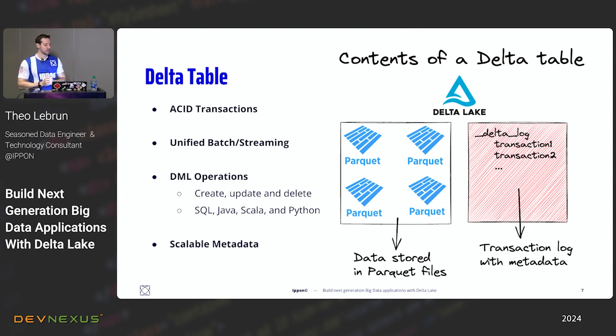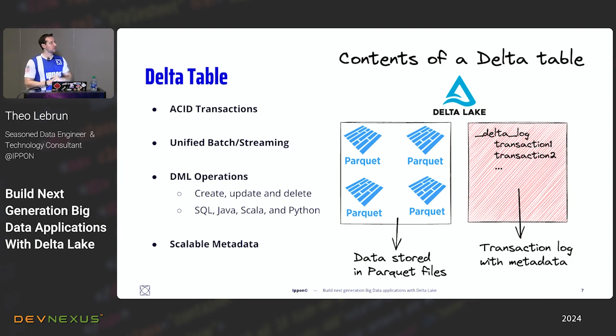Another thing is batch and streaming. It's all unified. So you don't have to use a different format or migrate your table. If you want to do batch or streaming, Delta Lake is going to support that by default. So you don't have to do anything else. That's pretty cool. There's no need to migrate your data or your table.